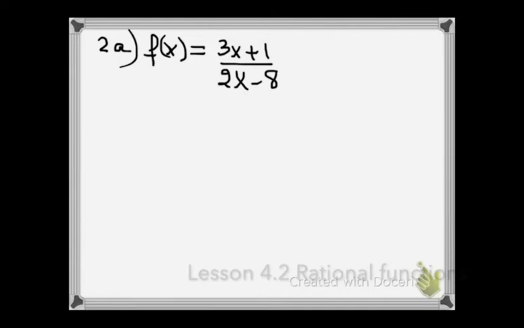Now for this function, how do we find the vertical asymptote? To find the vertical asymptote, we have one common rule for all the functions, which is: solve denominator equals to 0. So the denominator, which is 2x minus 8, I have to solve it equals to 0.